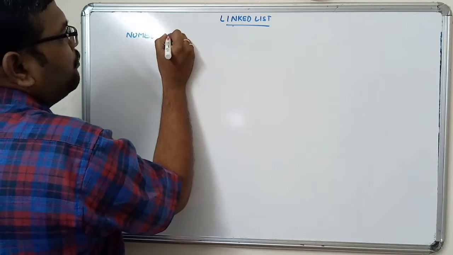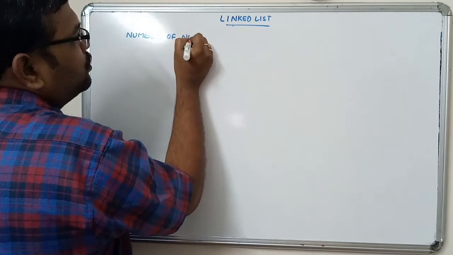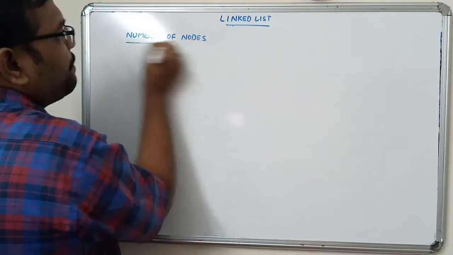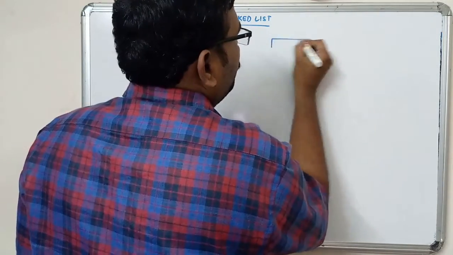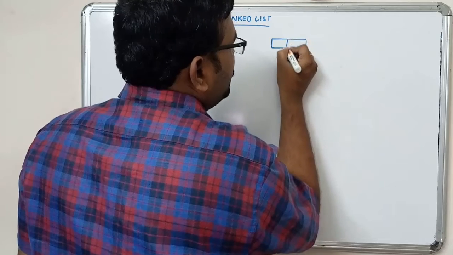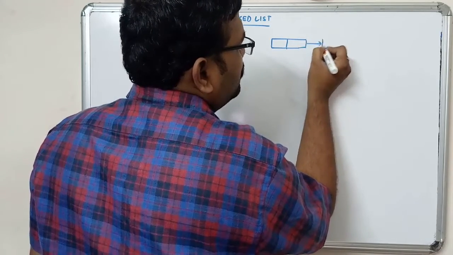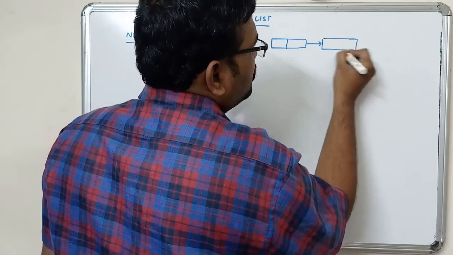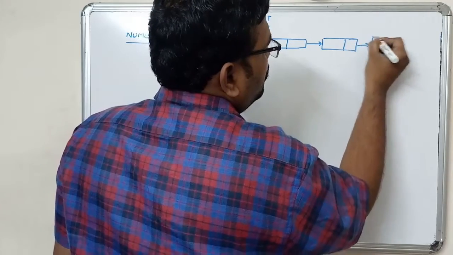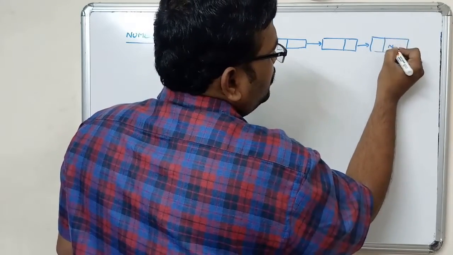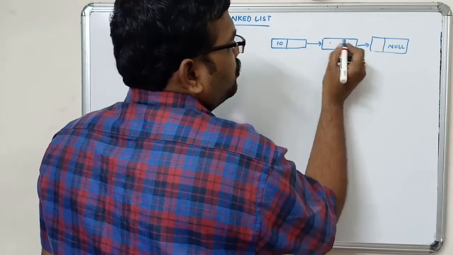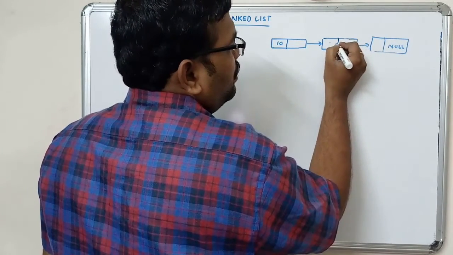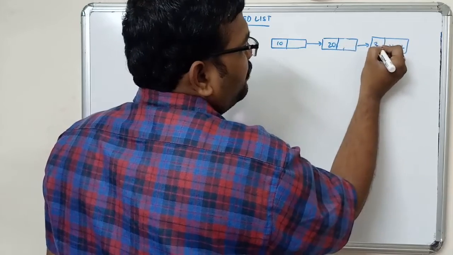We need to find the number of nodes. So we know that it consists of two fields. One is the element, another one is the address. Let us take three nodes. So this is the null because it's the last node. Let it be 1000. 10. Let it be 20. Let it be 30.